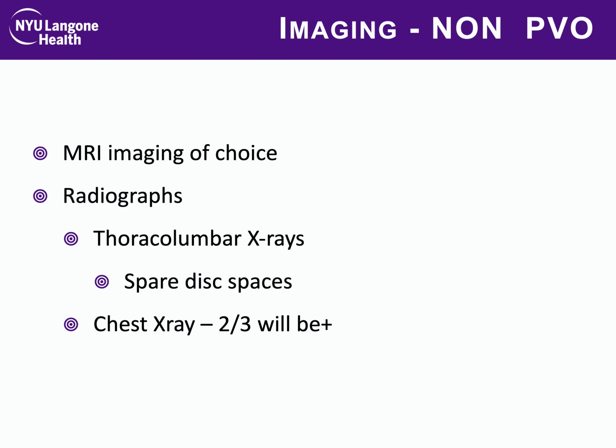MRI is the imaging of choice. Well-defined, thin-walled intraspinal and paraspinal abscesses on T1-weighted fat-suppressed contrast-enhanced sequence are typically MRI findings that differentiate tuberculosis spondylitis from pyogenic spondylitis. Radiographs will show disc spaces that are spared, and chest x-rays will be positive in 2/3 of these patients.